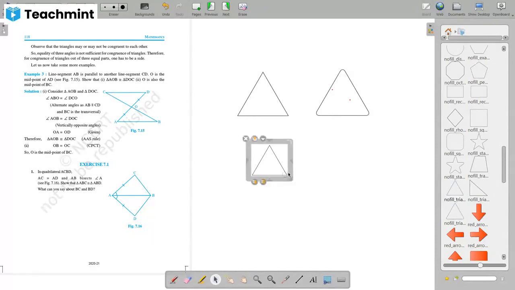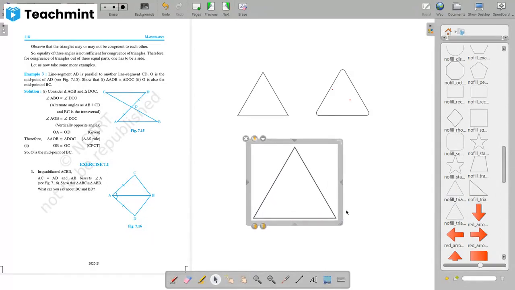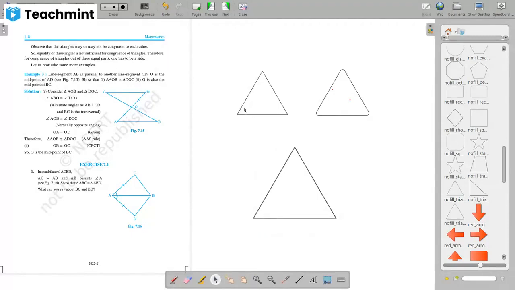If you see these two triangles, I am talking about this triangle and this triangle. In these two triangles, each angle is 60 degrees, since they are equilateral triangles. But are they congruent? If you try to put one triangle over the other, no, ma'am. So this angle is not a congruency criterion.